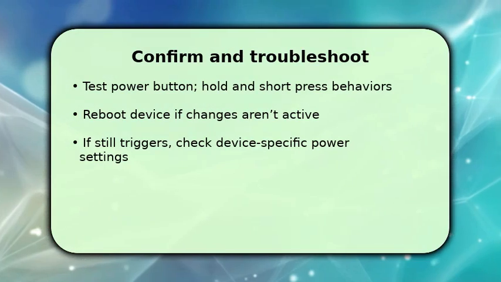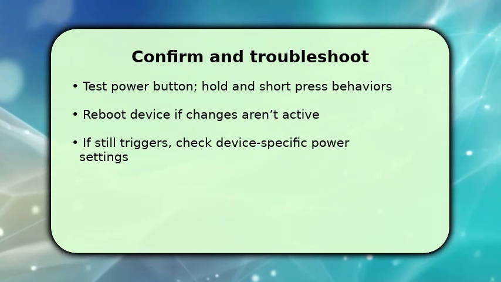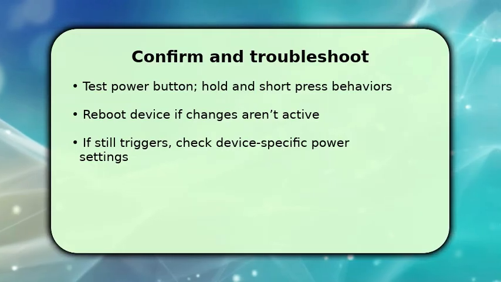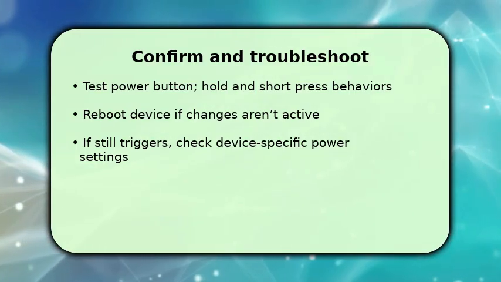Finish by verifying the change. Press and hold the power button and check that Assistant no longer appears. If it still triggers, reboot the phone to apply changes, then recheck the Assist app setting.